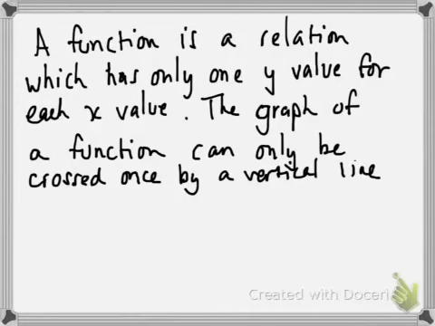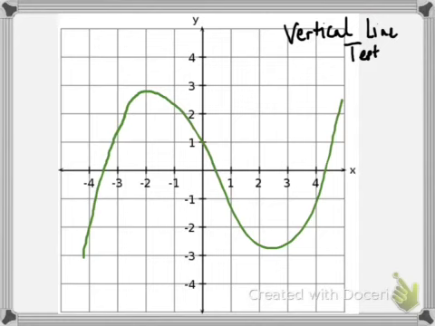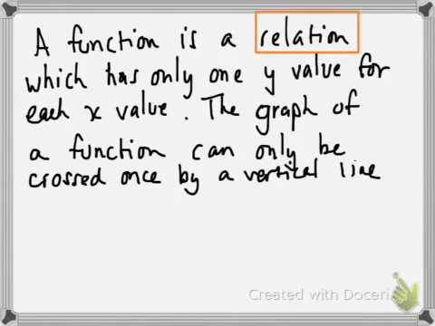Remember earlier in the year we looked at relations and functions. A relation being a set of x and y values. That's a relation. And a function is a relation which has only one y value for each x value. The graph of a function can be crossed once by a vertical line, and that's what we call the vertical line test. Okay, so let's revisit that again.